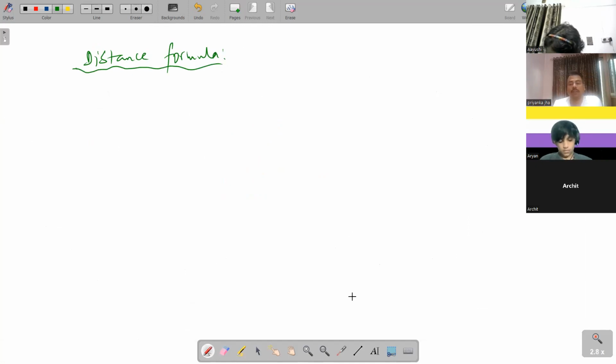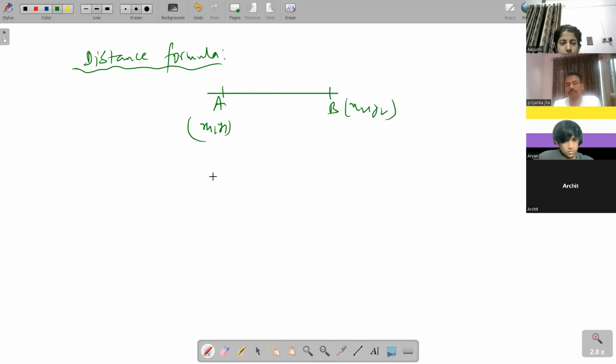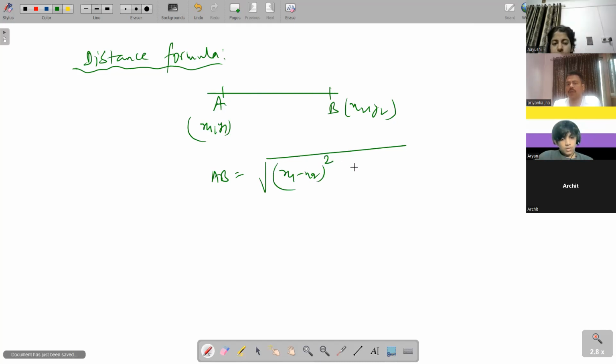Distance formula. Suppose you have two points, point A and point B, whose coordinates are given as x1, y1 and x2, y2, and I want you to find the length AB. This length is given by the square root of (x1 minus x2) or (x2 minus x1) whole square, it does not make any sense, and then (y1 minus y2) whole square. X coordinate minus x coordinate whole square plus y coordinate minus y coordinate whole square. How does it come? I'll prove this.